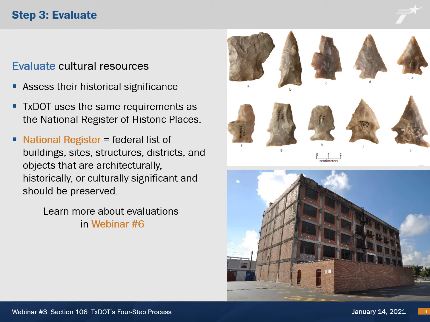As a reminder, historic doesn't simply mean old. TxDOT evaluates historical significance using the same requirements as the National Register of Historic Places. This means a resource must be important to local, state, or national history. For example, we may find several historic age homes in a neighborhood, but determine that only one is historically significant.